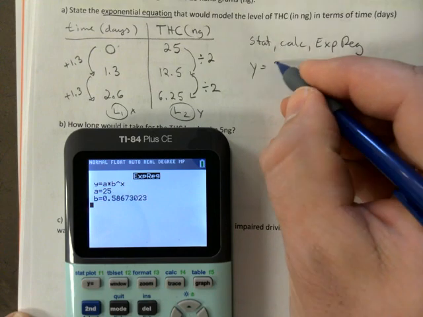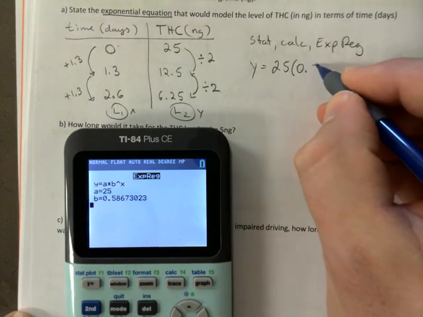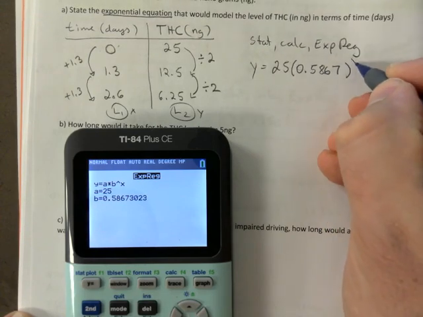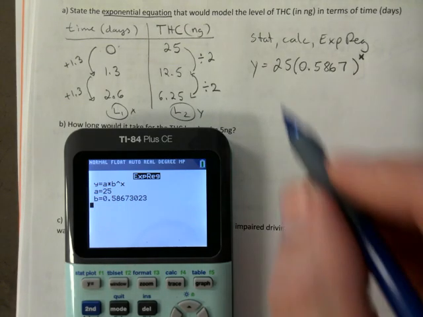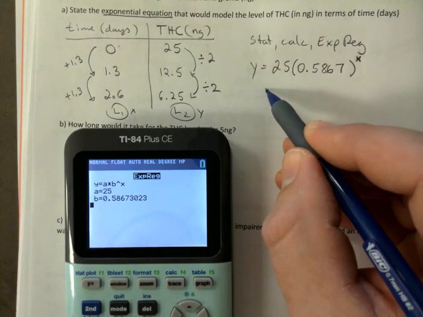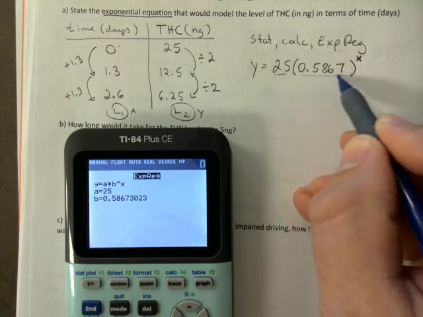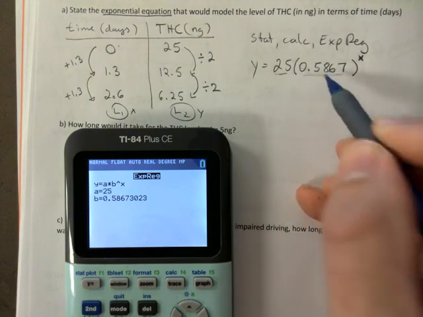Y is equal to 25, 0.5867 to the X, right? That is your perfect. This is my initial amount, 25, and we know that the amount is decreasing because this is less than 1, right? So then we know 2 things right off the bat.